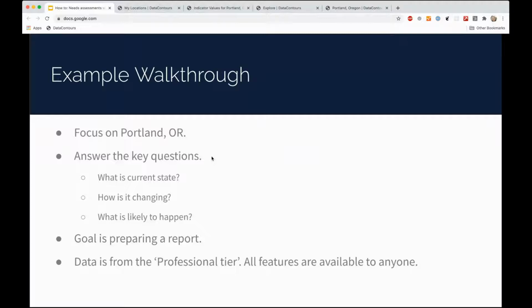And this can take a lot of forms. It can be a document, it can be a website, it can be a lot of different things. But we want to support that report with data and visuals.